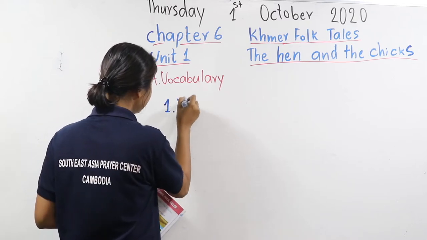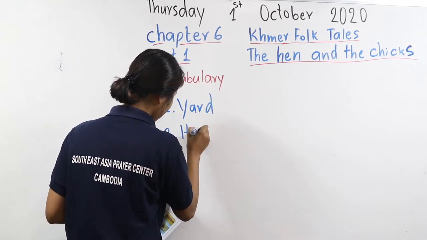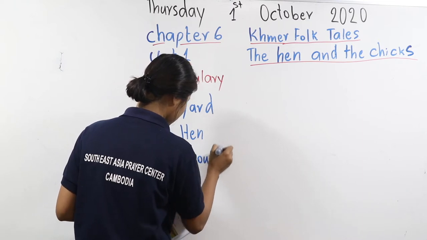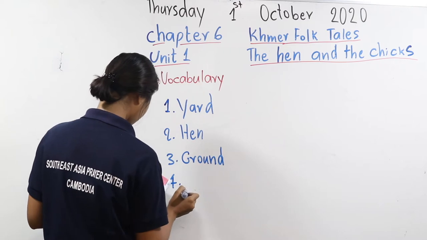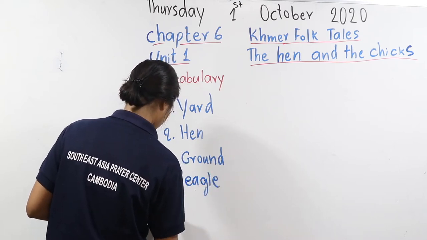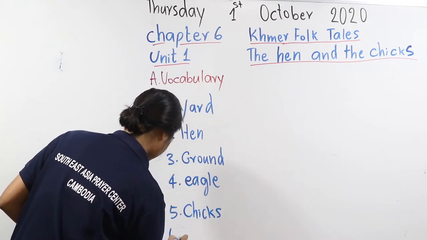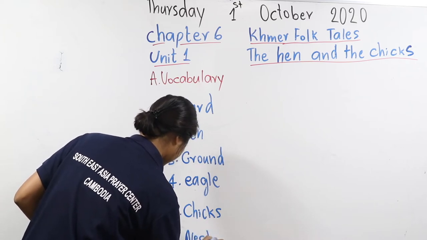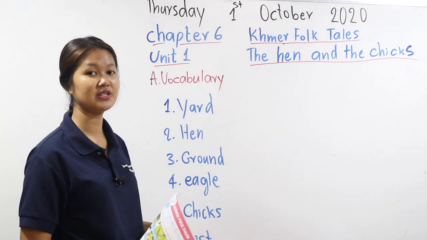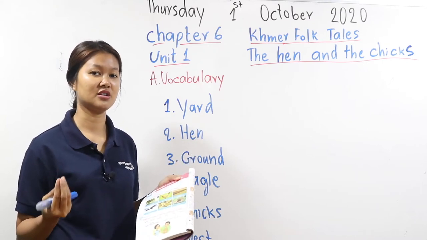So word number 1, yard. Word number 2, hen. Word number 3, ground. Word number 4, eagle. Word number 5, chicks. And word number 6, we have nest. All right, so these are vocabulary words we're going to learn today. I'm not gonna translate in Khmer for you, but I will show you the picture so that you can understand also when you look at the picture.